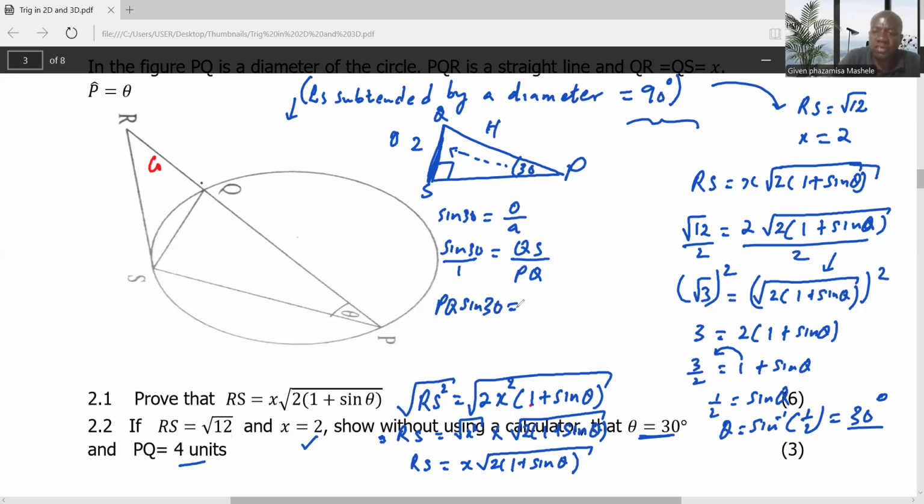So this will be PQ equals QS divided by sine 30. What is QS? QS is 2, it's X. Sine theta already is half, so 2 divided by half will give us 4. So it means PQ is 4 units. I believe you guys are following. Remember, practice makes perfect. PQ is equal to 4. We have done that. All right, let's move on to the next question.